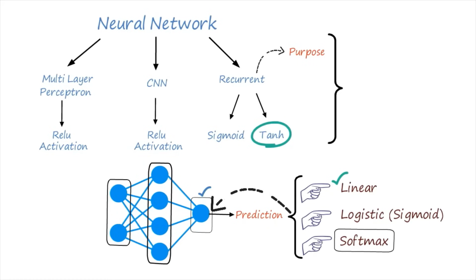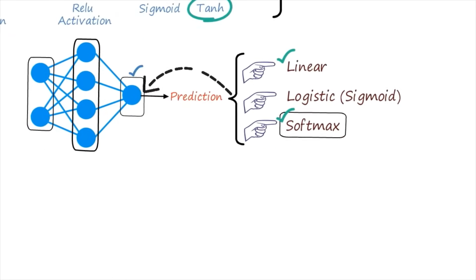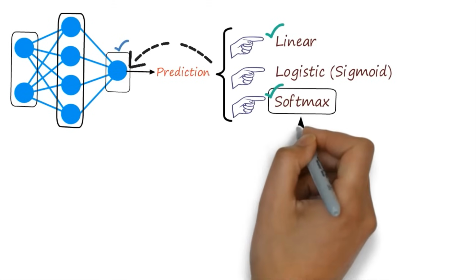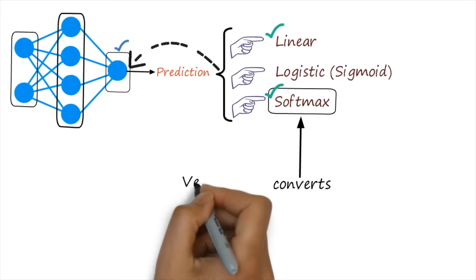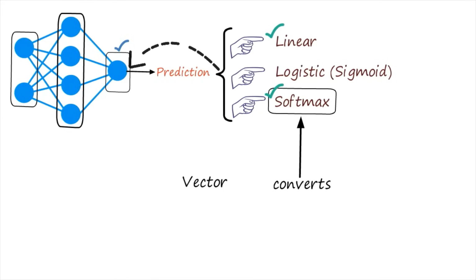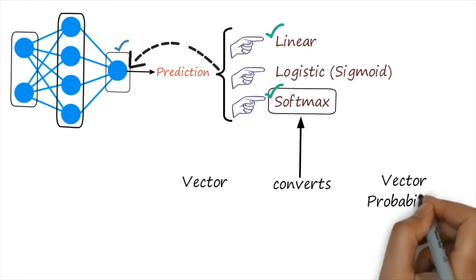So let's start with the concept of the softmax activation function. Like other activation functions, this softmax activation function is a mathematical function. What it does is perform a conversion. It is used for converting a vector. If you have a number of inputs, or a vector of numbers, it will convert all those vector numbers into vector probabilities.